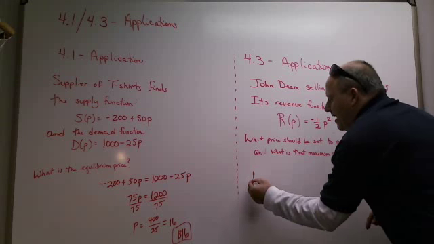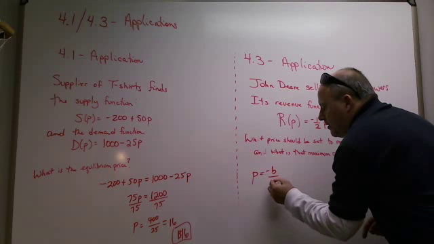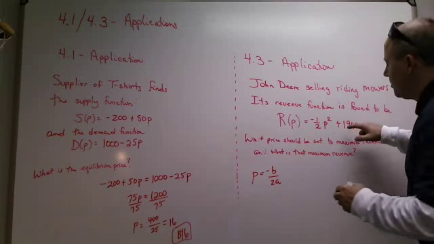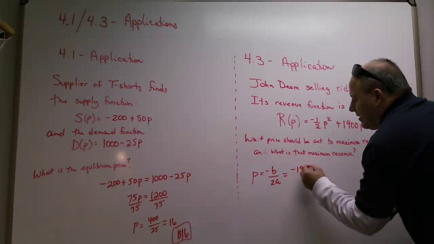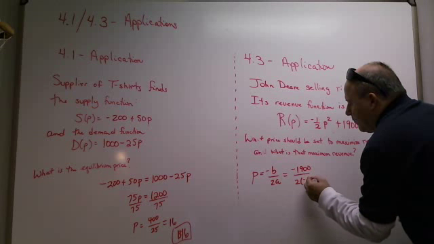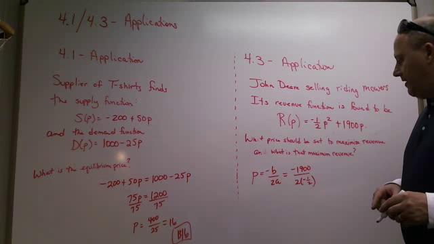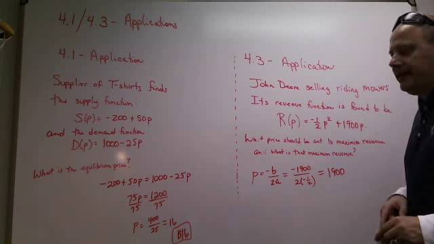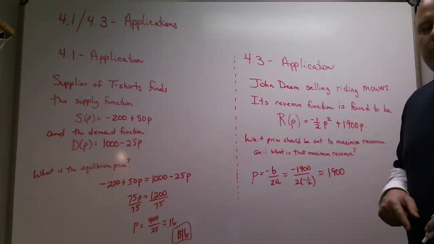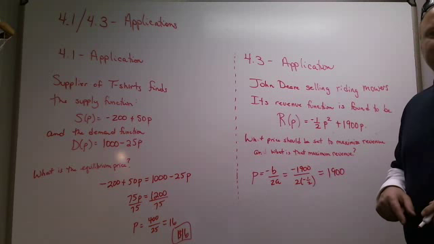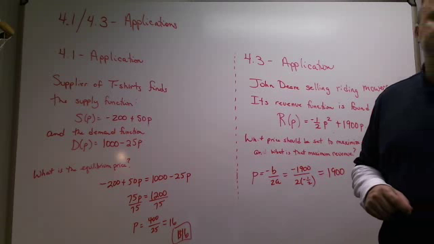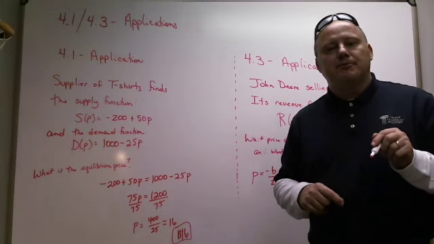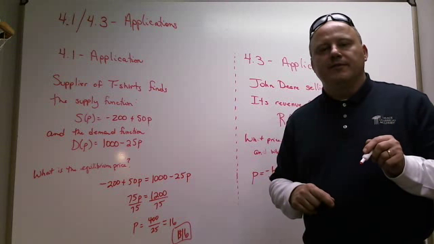So we do that by the negative b over 2a that we learned back in the earlier 4.3. So it's going to be negative 1900 over 2 times negative 1/2. And if you do the math, I think that's exactly 1900 because the 1/2s cancel with the 2 and the negatives cancel out as well. So the price that needs to be set is $1,900. So they need to sell these riding mowers for $1,900 to make the most money, make the most revenue. So that's how it works.